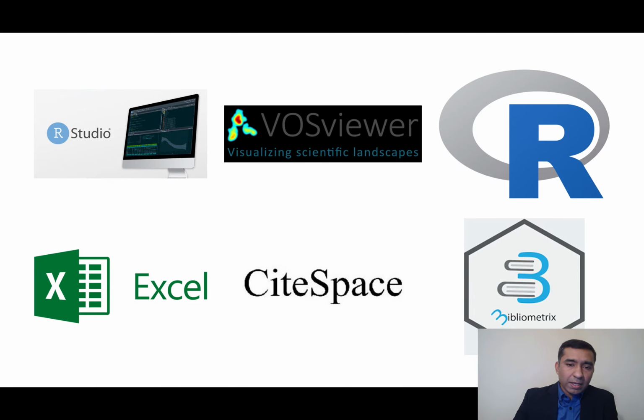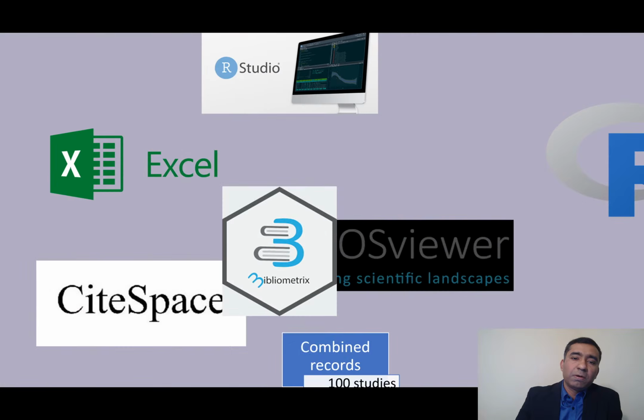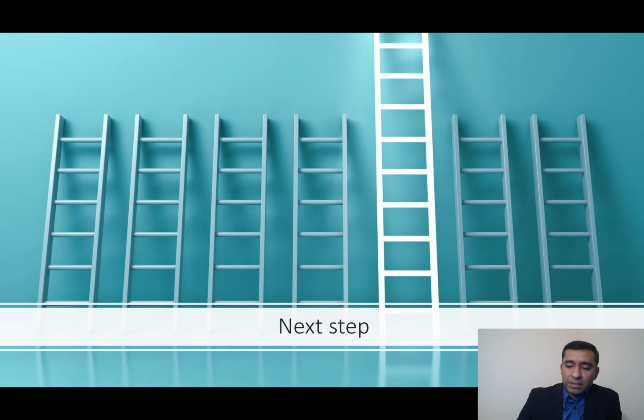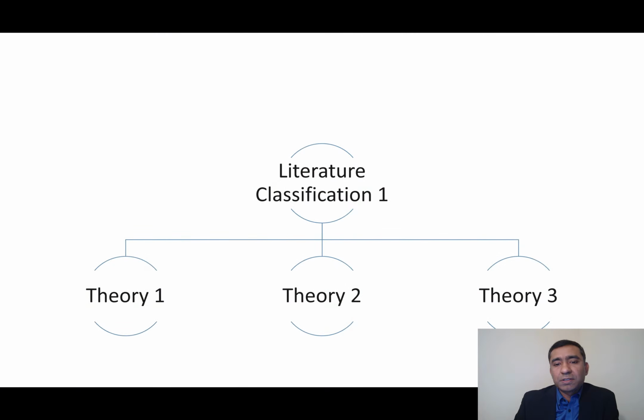Now let's move on. This is where we have already classified our literature into different categories. Now let's try to learn how we work. The next step is actually working within the classification. This is where your AI based tools will work for you, and we can learn from AI based tools and work within the literature classification.